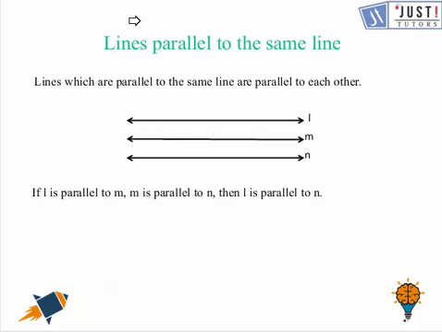Now let's see what is lines parallel to same line. It says that if there are three lines such that L is parallel to M and M is parallel to N, then by this property L has to be parallel to N. So what we say is lines which are parallel to same line are parallel to each other.